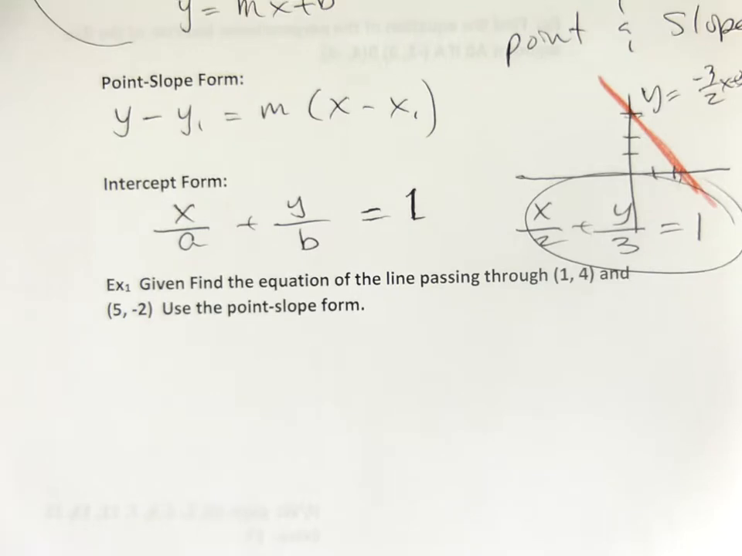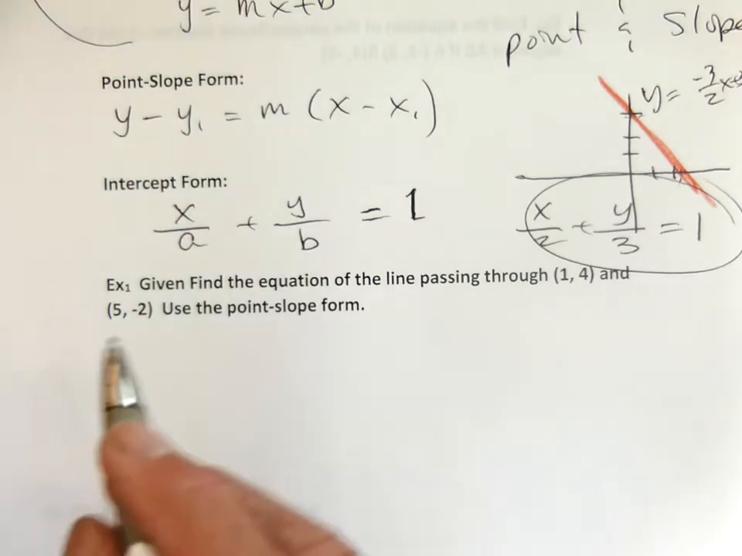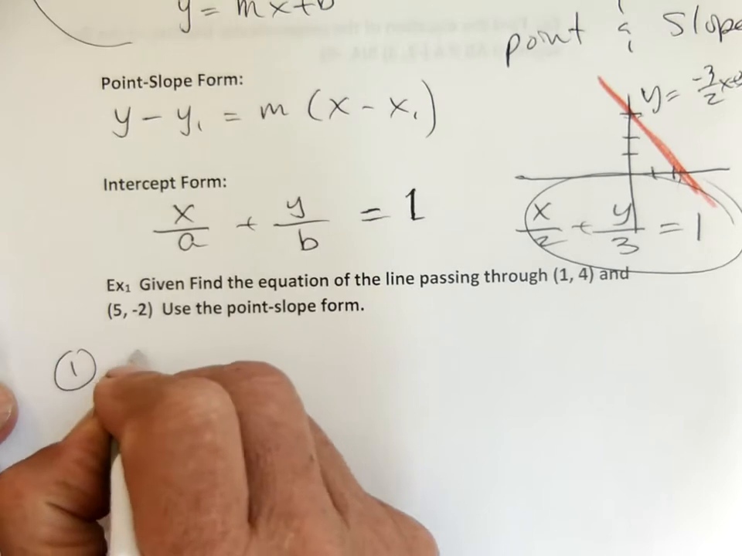Given, find the equation of the line passing through (1, 4) and (5, -2). Use the point slope formula. So again, you could graph it, but please don't. Graphing is kind of a pain, and graphing doesn't always work. So let's go ahead. First thing I need is the slope, right?